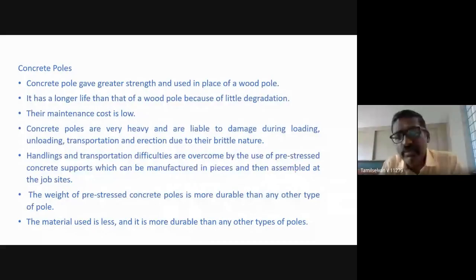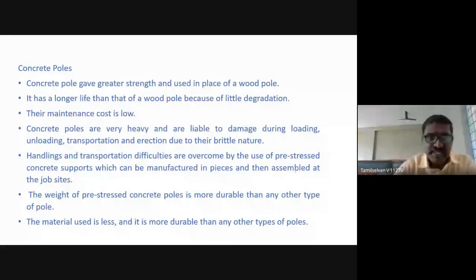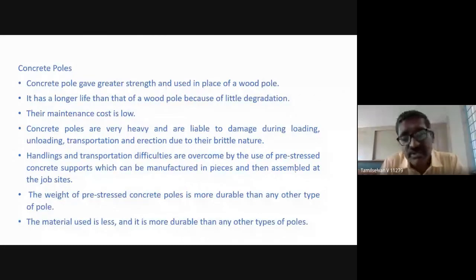Then we often go for concrete pole types. Normally the life will be more compared to your wood pole. The maintenance cost of a concrete pole is often less, but that is not the case with your wood pole. There is a chance of damage during erection, or when you are loading the structure, that is, when you are loading the transformer or the conductor. When damage happens to the poles, the mechanical strength is lost, so it won't have a longer life.